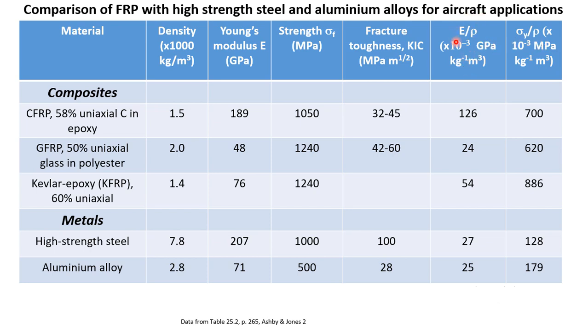The first one is E over rho. E is the modulus, tensile modulus, and rho is the density. So the E over rho ratio basically tells us how much is the modulus per unit density. So for each material we will compare E over rho, and the higher the ratio, the lighter the material will be for its stiffness. That means that material will be light but stiff.